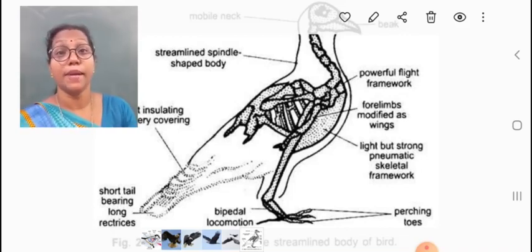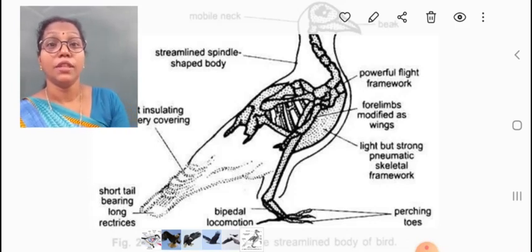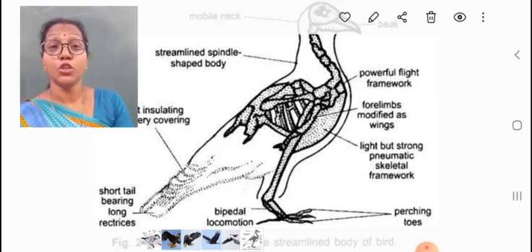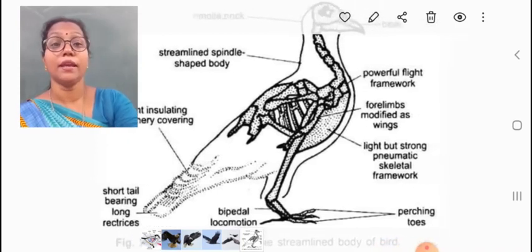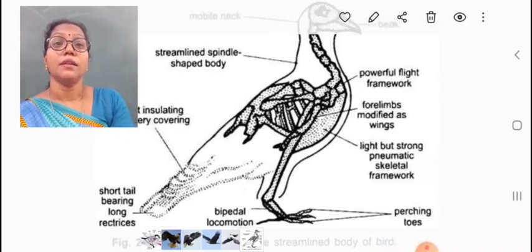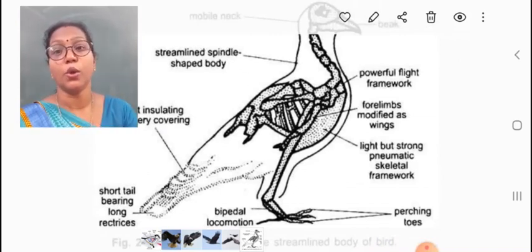The toes present in the bird's legs help in perching, to hold the branches firmly. On the land, they can walk with their legs. Then a short tail bearing long rectrices. Then the light insulating leathery covering. So all these are the adaptations of a bird's body.